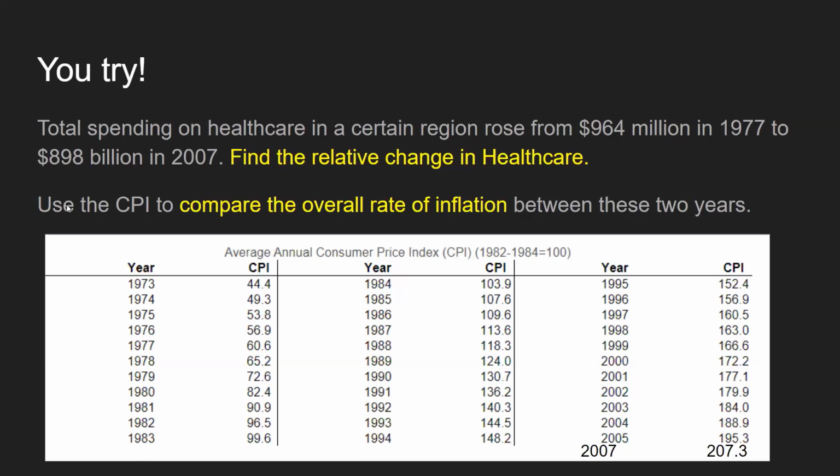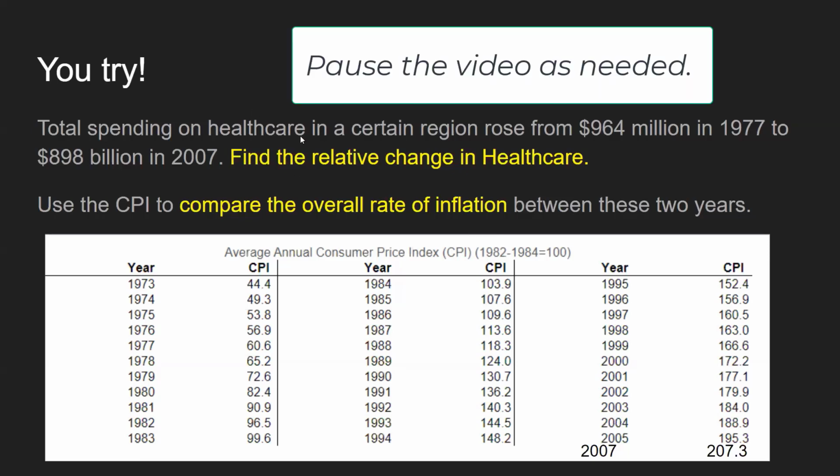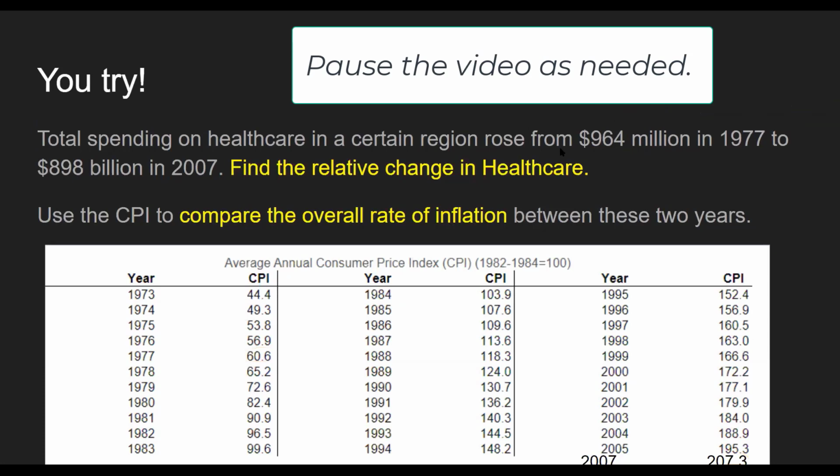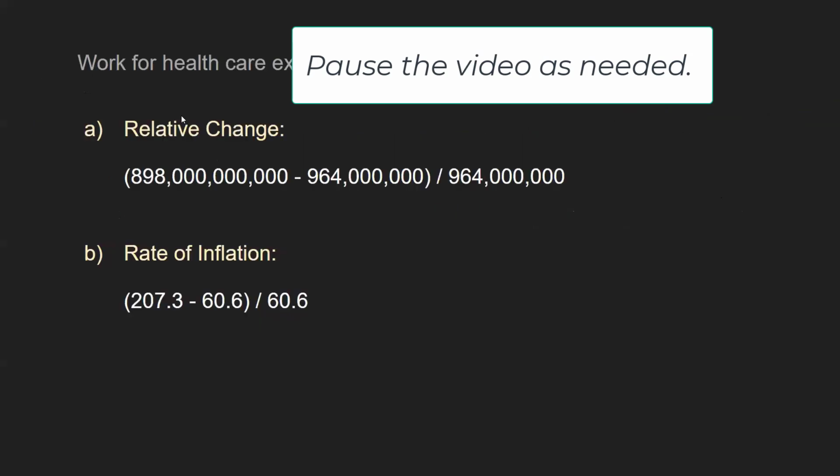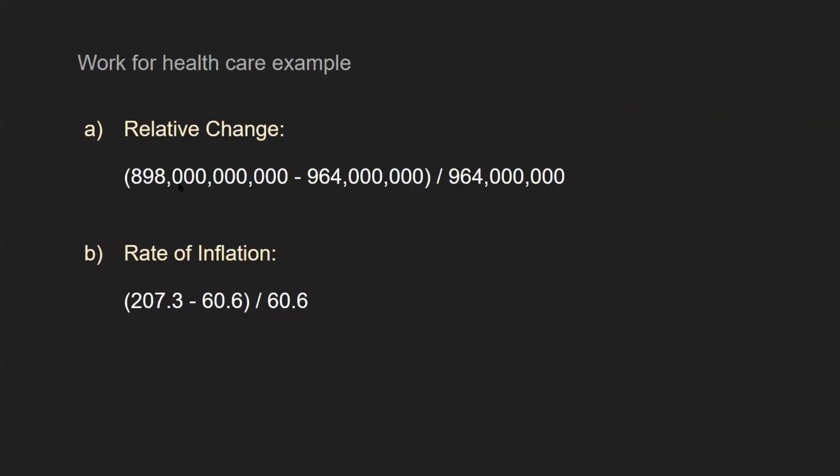And then the second part of this, to get you started, you're going to use the CPI to compare the overall rate of inflation between the 2 years. So I'm going to go through these. If you can, at least do part 1, and then try to do part 2 if you can. If you have my slides open, you could go back and forth without me having to, but here's what your work should look like for the first part.